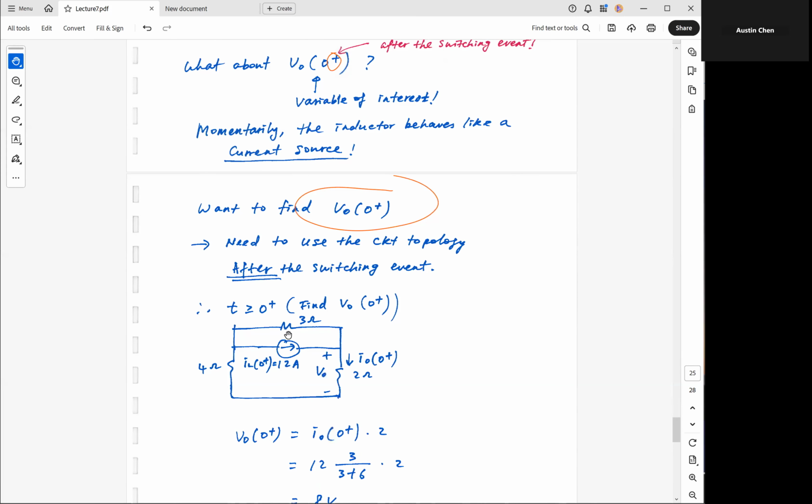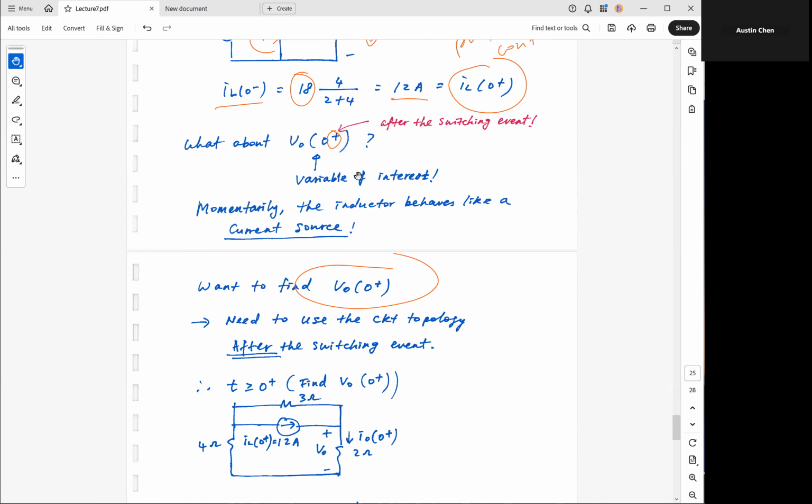But recall that in the circuit diagram, I'm supposed to see an inductor here. Now all of a sudden I have a current source. This is not wrong, because we just said that from the property of continuity, momentarily this inductor is going to behave like a current source. I need to rely on this IL at 0 plus, and the plus sign here becomes very critical, because it indicates that this is the circuit after the switching event. So again, momentarily this inductor is now behaving like a current source.